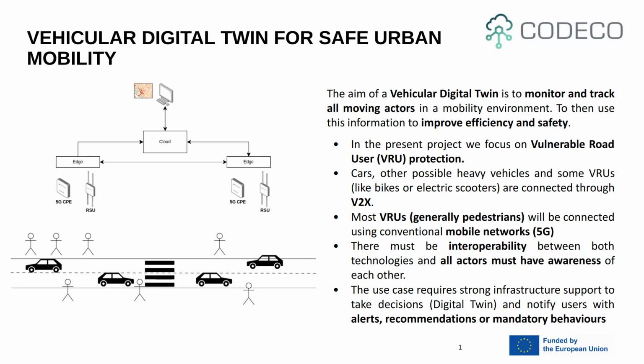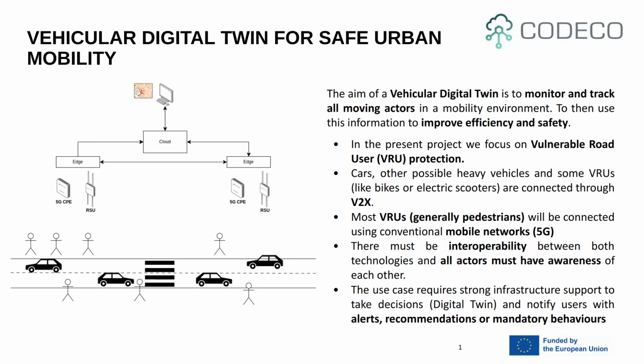The aim of a vehicular digital twin is to monitor and track all moving actors in a mobility environment, and then use this information to improve efficiency and safety. This use case is focused on the so-called vulnerable road users, which regard mobility actors like pedestrians, bikes or electric scooters, and uses the digital twin to avoid possible incidents that might lead to the injury of such vulnerable actors.